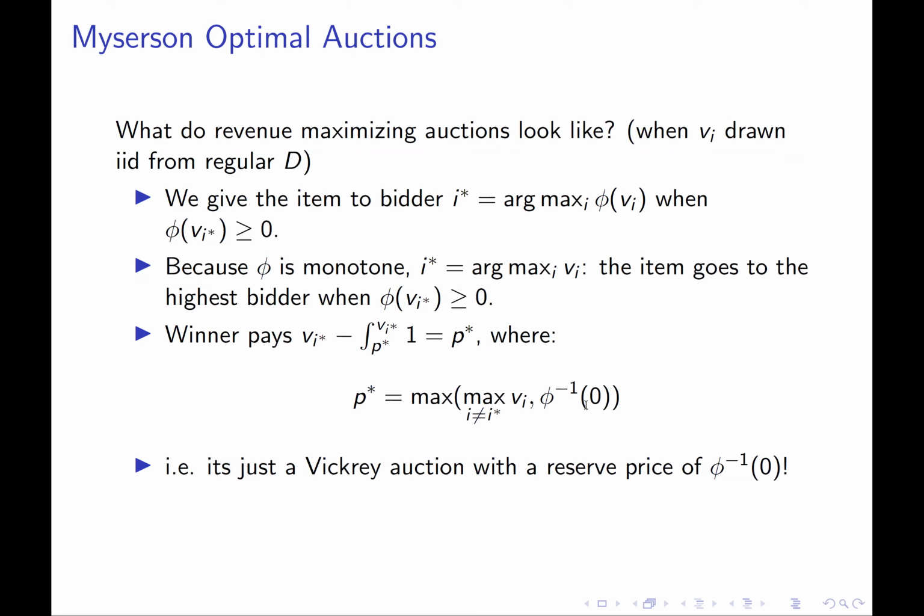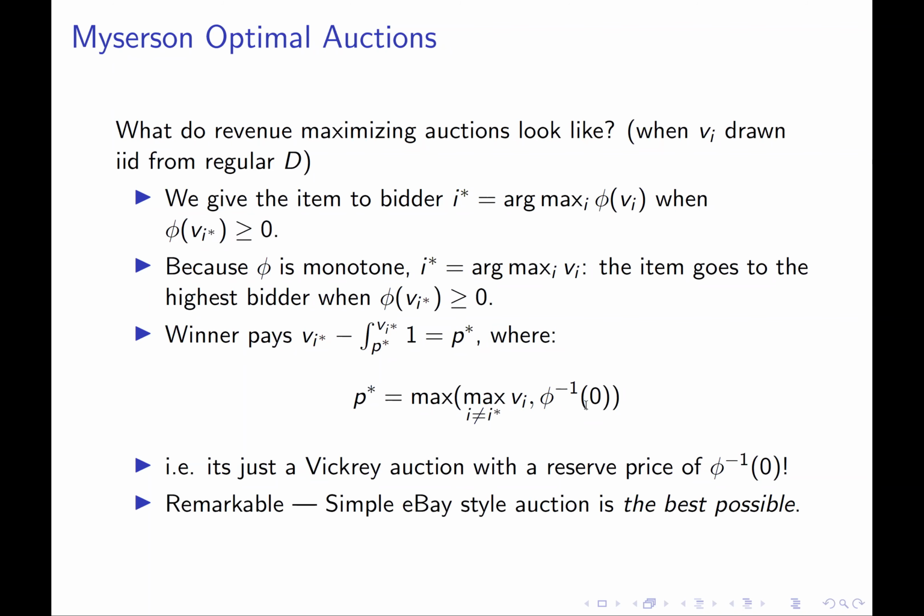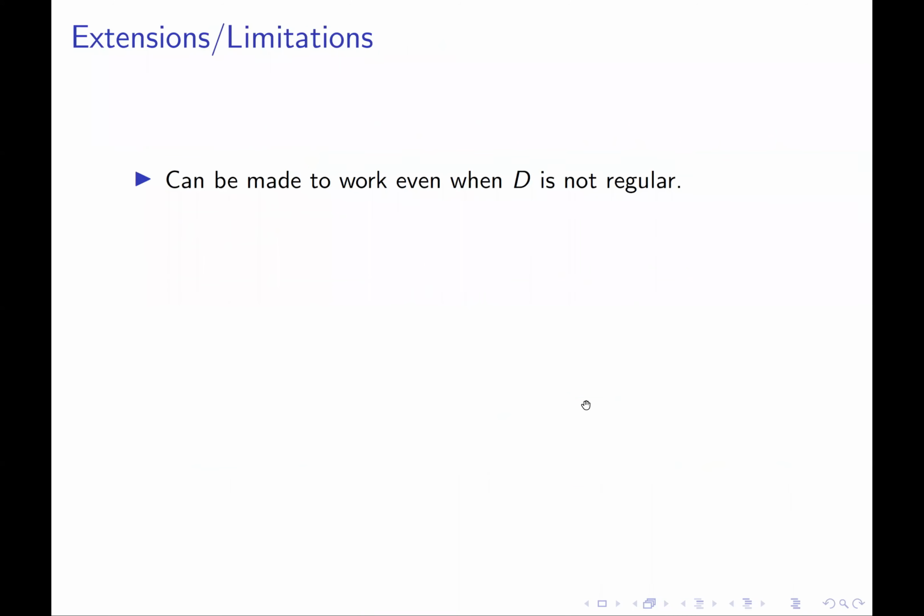And what we've just derived is that, at least in this setting in which we have bidders draw IID from these regular distributions, the revenue optimal auction is just this simple eBay auction, just a Vickrey auction with a reserve price. And that's kind of remarkable: out of this potentially very complicated design space, at least in this simple setting, the thing that maximizes revenue has this very simple form. You can't do better than an eBay auction.